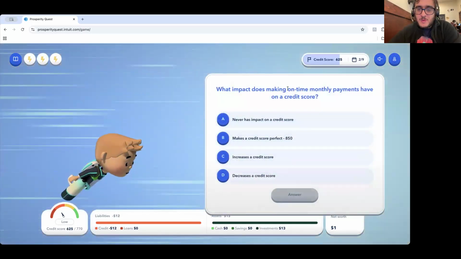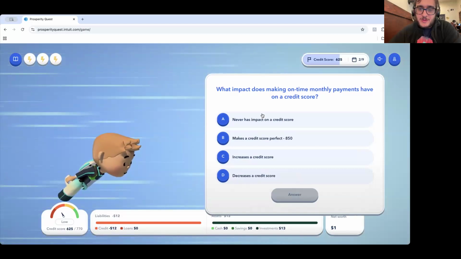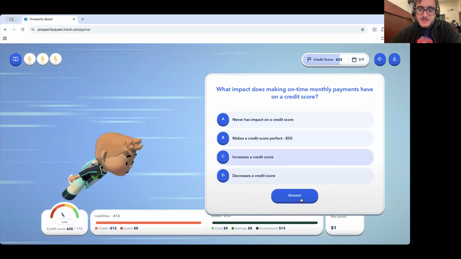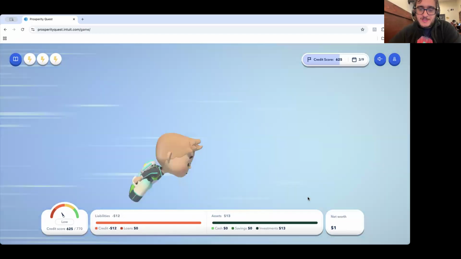What impact does on-time monthly payments have on a credit score? It increases the credit score. Yep, correct.